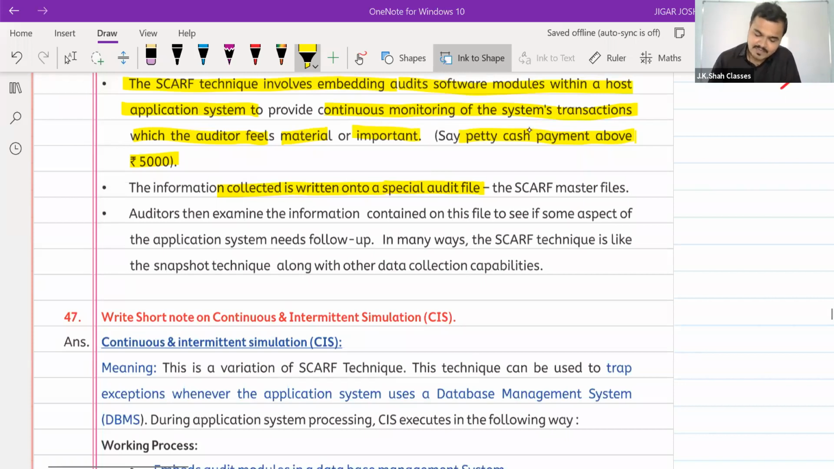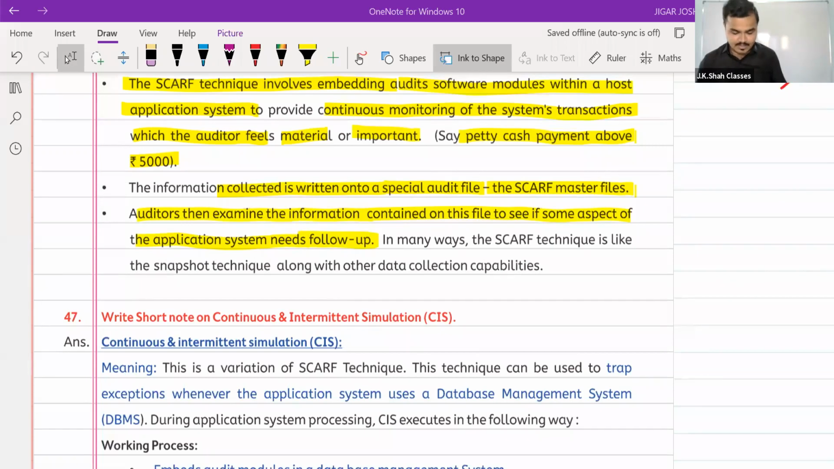Further, my dear chartered, the SCARF master file is the name. The auditor then examines the information contained in this file to see whether some aspects of the application system need proper follow up or not. If there is some situation which demands that the auditor should review those things, then the auditor will identify the Coimbatore branch or any branch whose expenses have crossed the limit of 5,000.